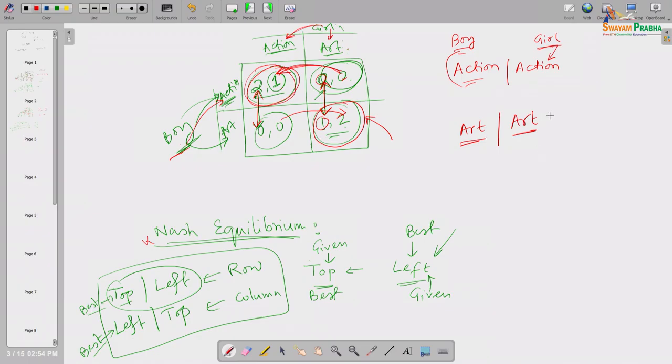Exactly the same way, if you see from the girl's perspective, if the girl knows that the boy is going for art, then the girl will compare between these two numbers, 0 and 2, and this comparison is telling that the girl should choose art, because by choosing art she will get 2, alternatively by choosing action she will get 0. So art also is satisfying the clauses of Nash equilibrium, both ways matching. So we are discussing a peculiar game where multiple Nash equilibria are there. One Nash equilibrium here, another Nash equilibrium here.